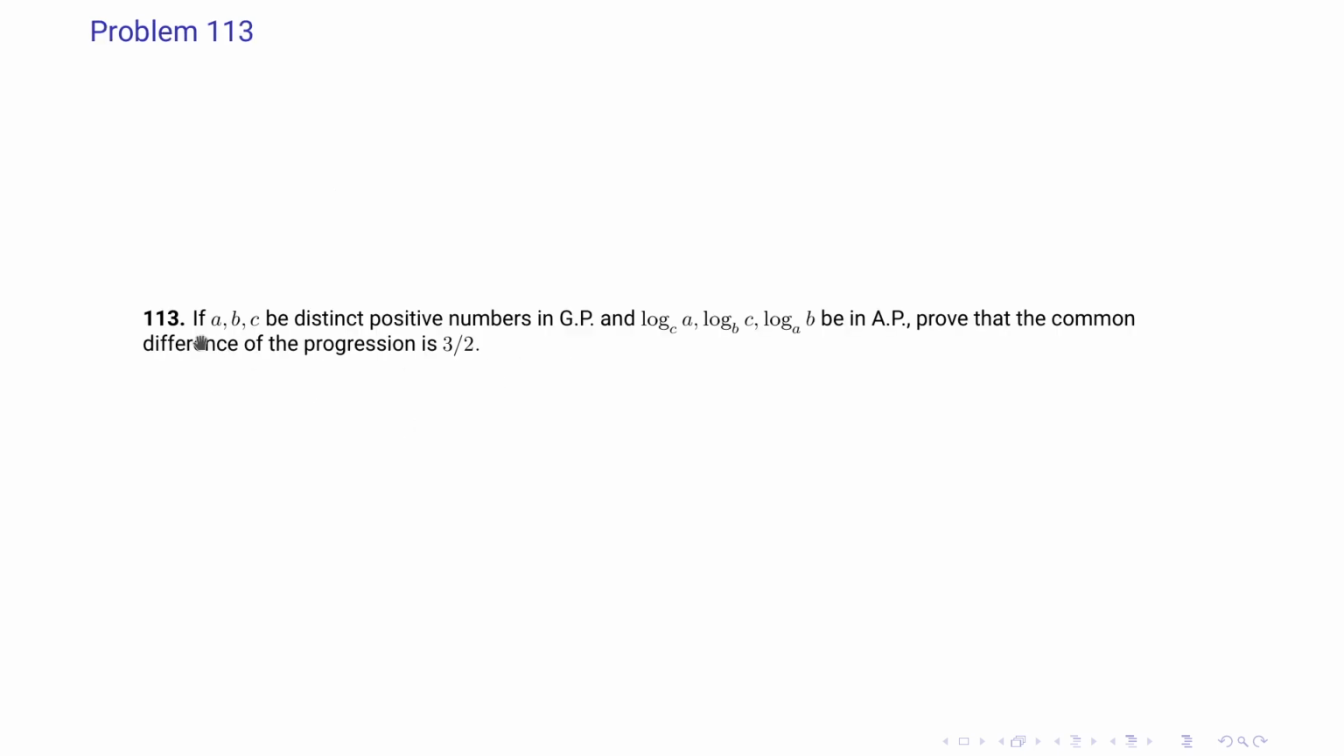Problem 113 says that if A, B, C be distinct positive numbers in GP and log of A with base C, log of C with base A and log of B with base A are in AP, prove that the common difference of the progression is 3 by 2.